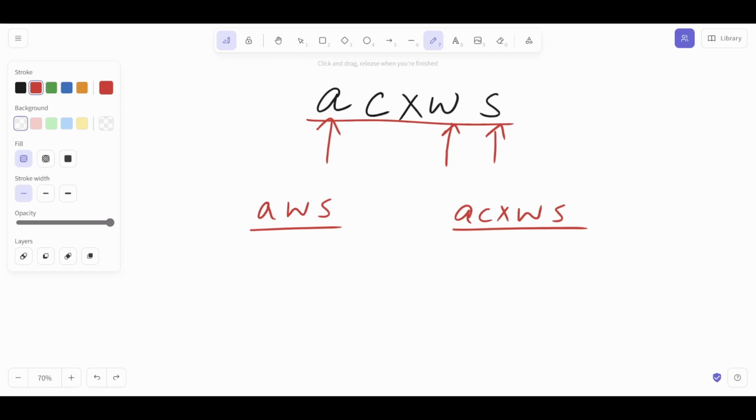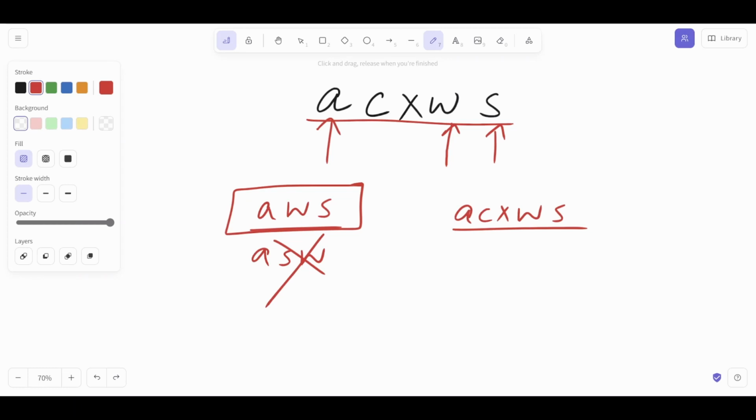So there are two properties of subsequence that we can see. First, it is made up of the characters present in the original string, and second, the order of characters is the same as provided in the original string. You can build AWS, but you cannot build ASW. You cannot change the order of the characters. Cool. So now we know what a subsequence is and what a palindrome is.